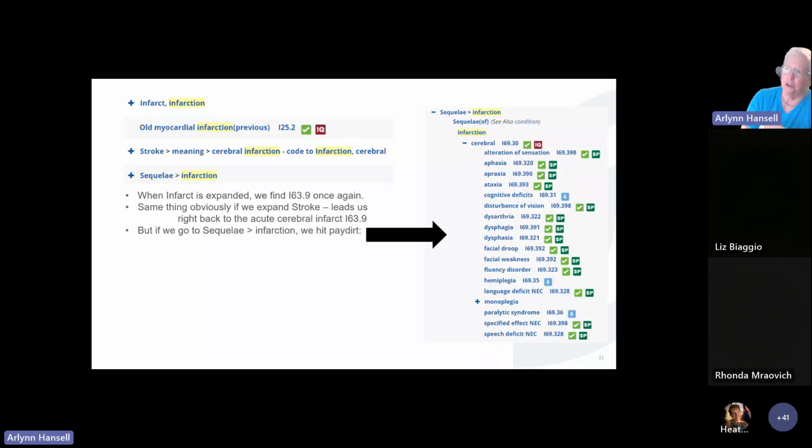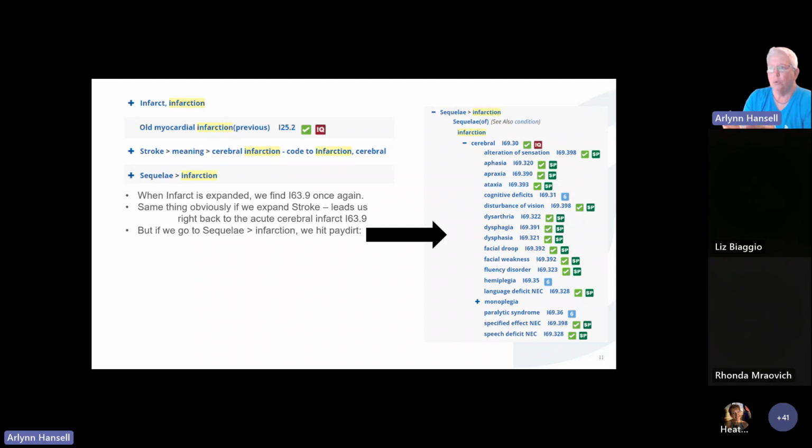So when we look at the infarction, we actually find I63.9 and dead end. If we expand the stroke, it tells us to go to infarction cerebral, been there, done that, dead end, I63.9. So that last one, again, sequela, great word to remember when we're talking about strokes. And infarction, again, great word to remember.